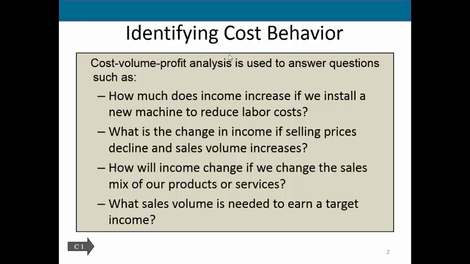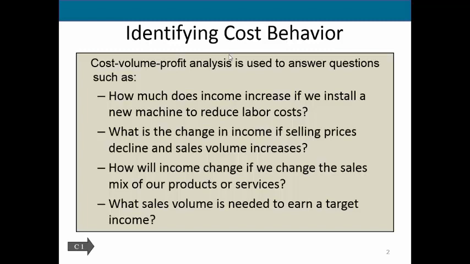So first we need to define a little bit more about what is a fixed versus a variable cost and how does that affect our profit. So we're going to be getting an understanding of how much does income increase if we install a new machine, and therefore we're reducing our labor costs. That's a question of if we change our labor expenses, what is that going to do to our bottom line? And we'll analyze, are we getting rid of variable costs? Are we adding fixed costs? And if so, what does that do to our profit?